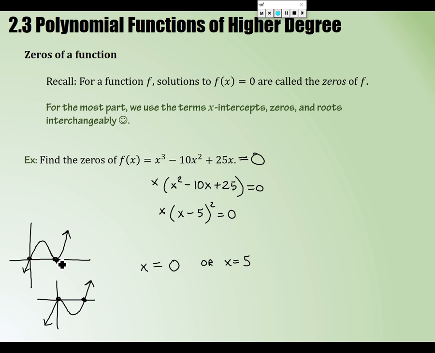Yeah. Antonio? So since it's a double root, I think that means it has to touch the x-axis and then go up. There has to be a local minimum at the x-axis. Okay.